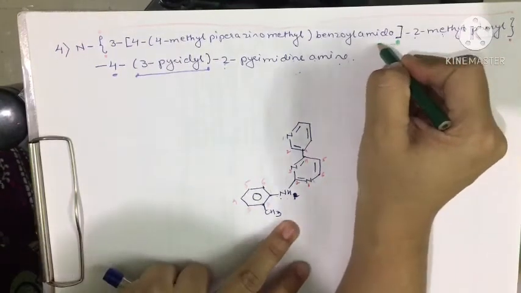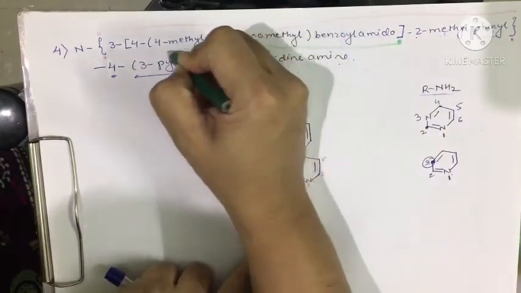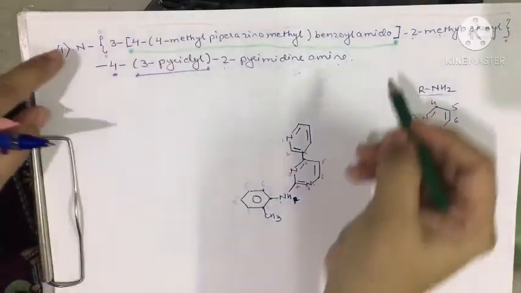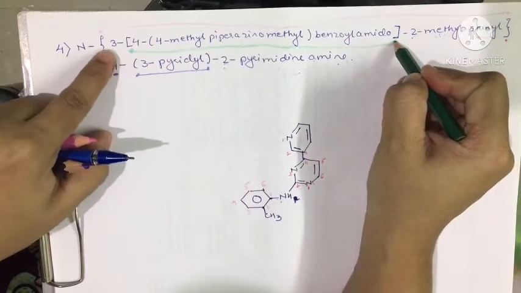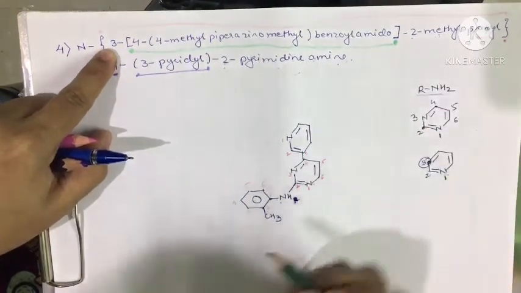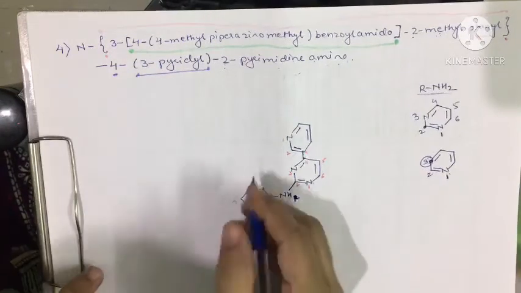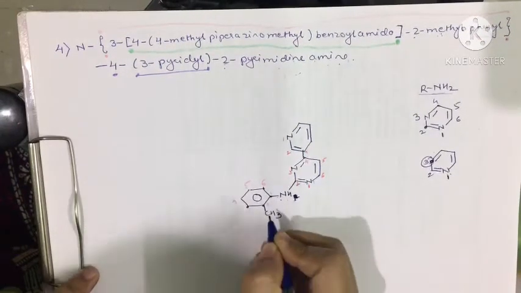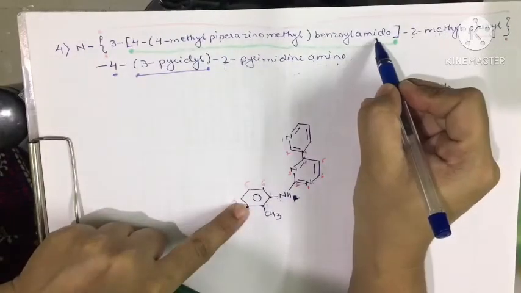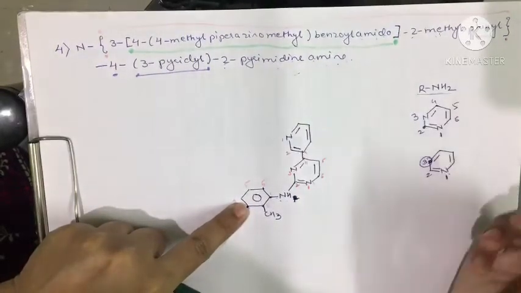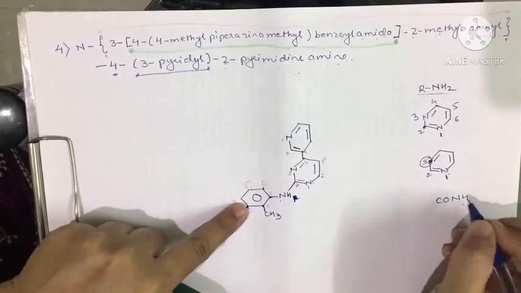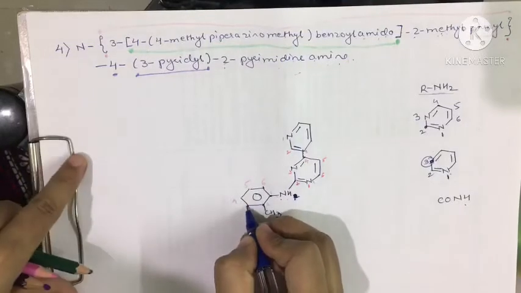So square bracket is starting from here, and this complete square bracket is present at third position of phenyl ring. So where is the third position of phenyl ring? So here is the third position of phenyl ring. So to the third position, what is the last part which is attached? The last part is amido. So what is amide? Amide is CONH. So let us attach an CONH group at this position.